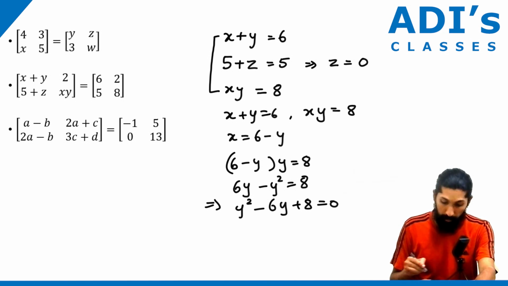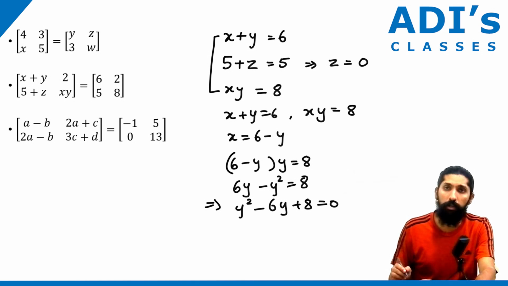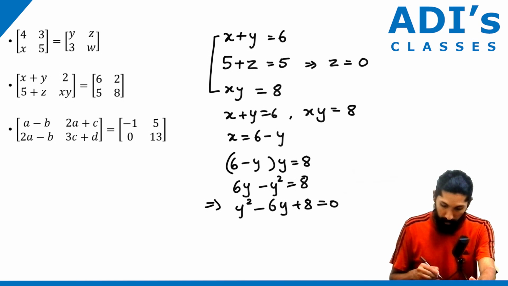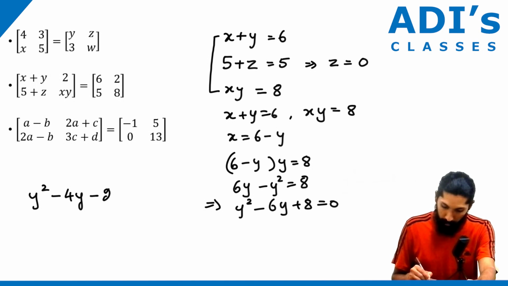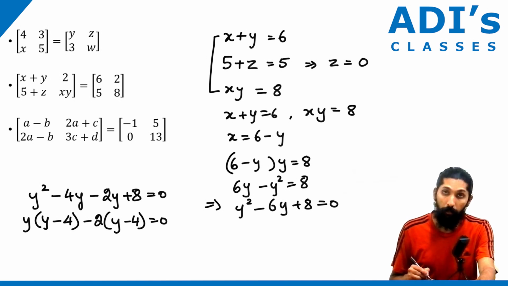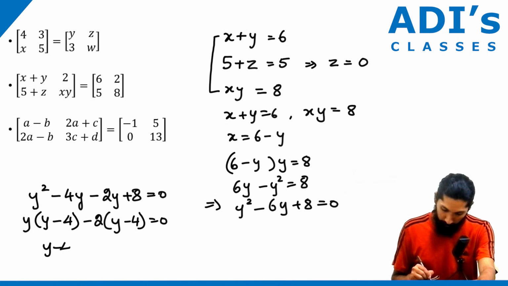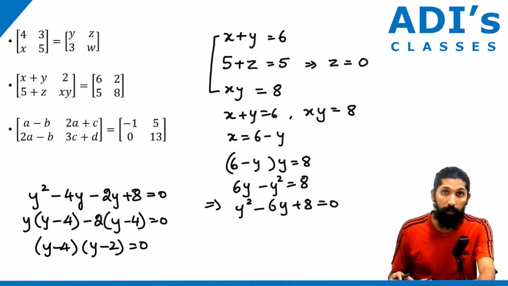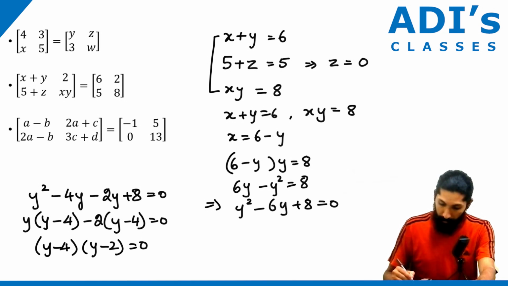So now what I'll do? I'll do the calculation on the other side here. See, you can split it as 4 and 2, correct? That means here you will get y square minus 4y minus 2y plus 8 is equal to 0. So y into (y minus 4) minus 2 into (y minus 4) is equal to 0. Or you get (y minus 4) into (y minus 2) is equal to 0. That means what are the values of y here? So it means we'll get y value is either equal to 4 or y value is equal to 2.